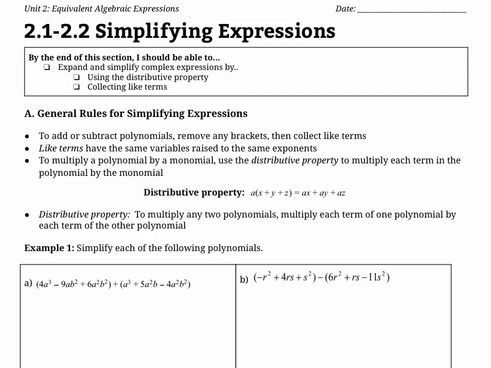In this lesson, we're going to make sure that you can expand and simplify complex expressions by using the distributive property and collecting like terms. So there's going to be no new concepts in this lesson. We're just going to practice all of the algebra skills that we've learned in grade 9 and grade 10.